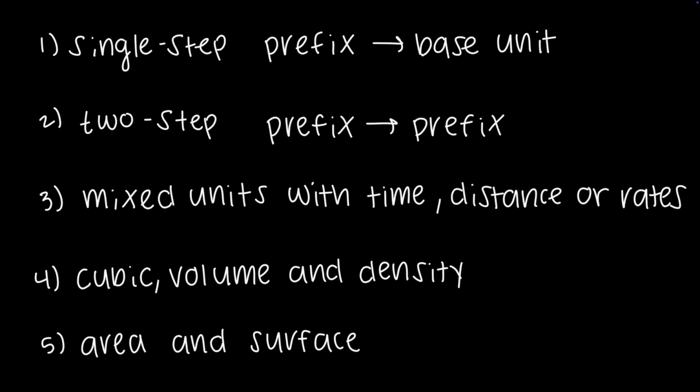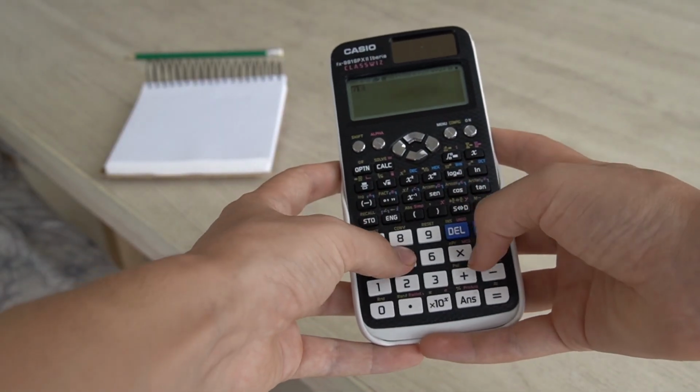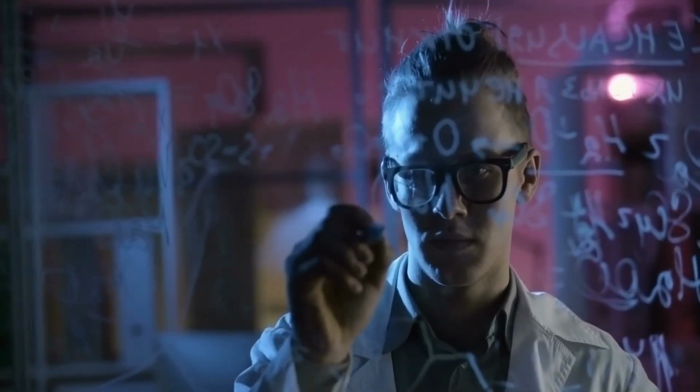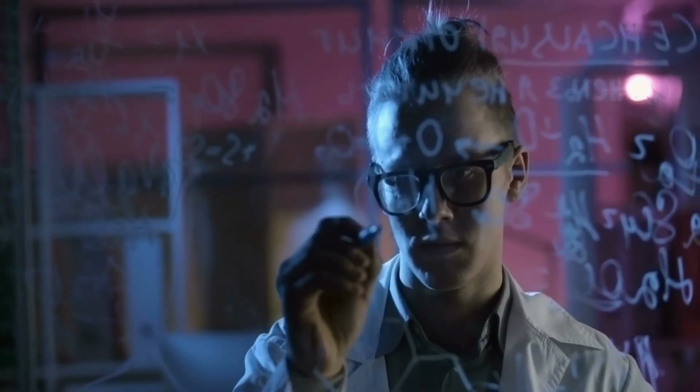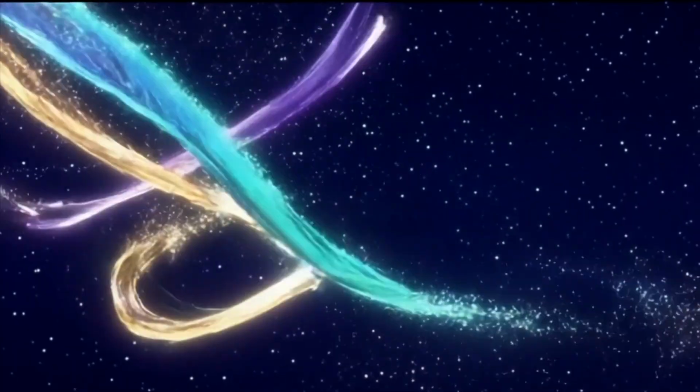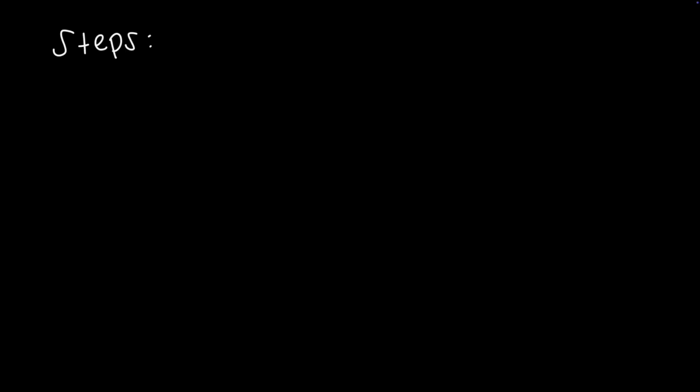I've broken the problems into clear categories, and for each one, I'll show you how to set it up, cancel the units, do the math, and check your answer with the correct sig figs. So grab your calculator, pause when you need to, and let's really understand how dimensional analysis works from the ground up. Let's get started.